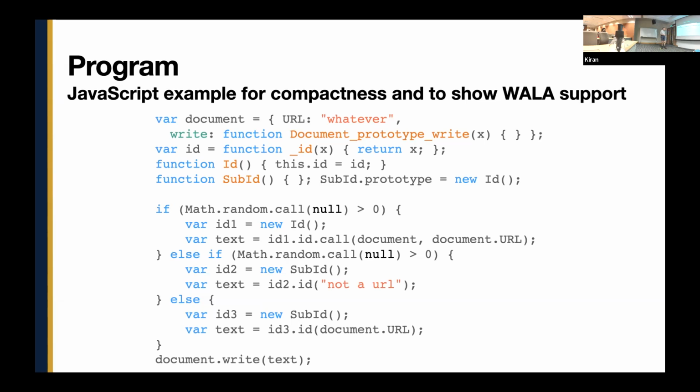Otherwise, we do another math.random, and we do something with a sub ID. We pass it this funny string, not a URL. You can maybe guess where that's going, but just bear with me for now. And then if neither of those two, we make another sub ID and we pass it document or URL. Then for each of these, it's returning something, and we write this tag.